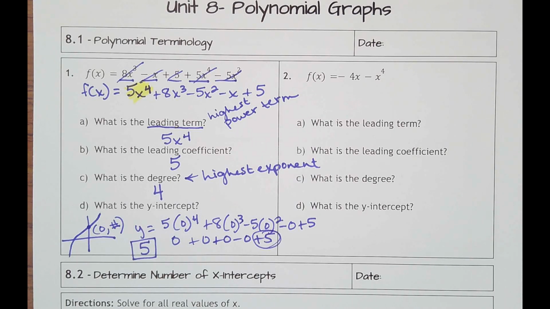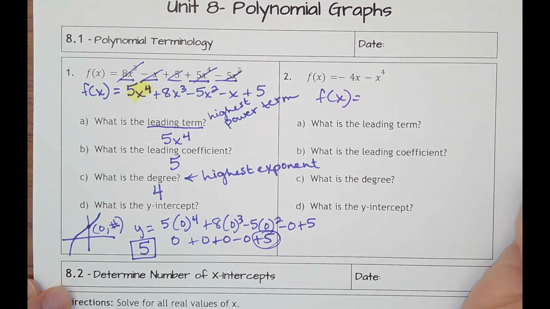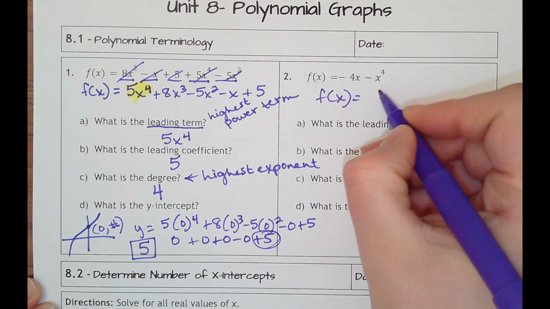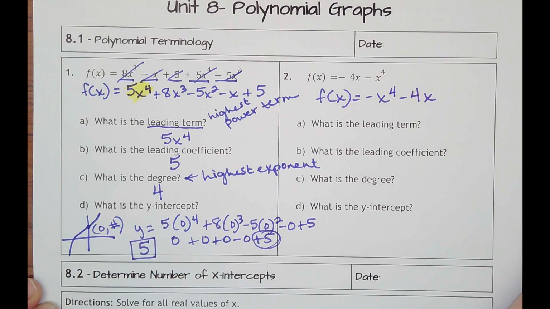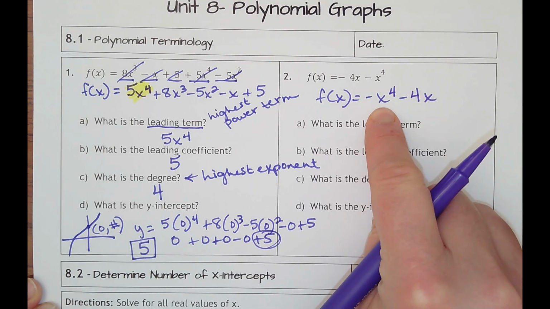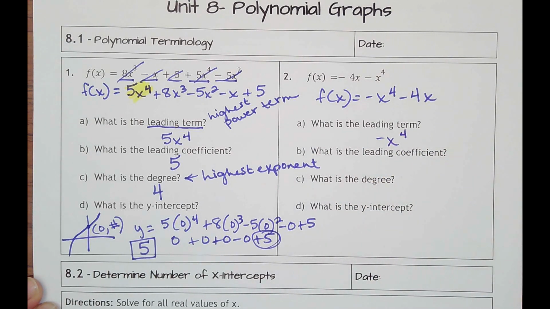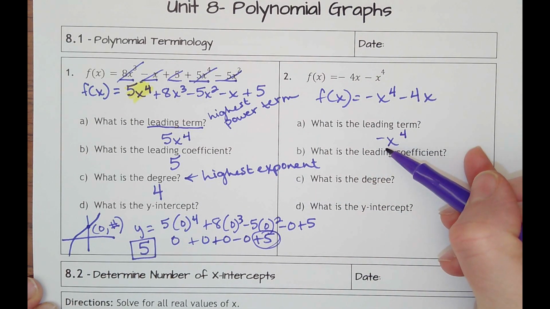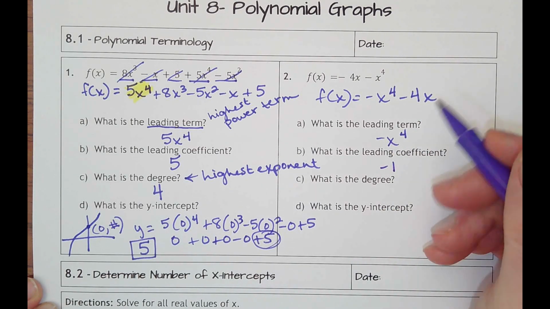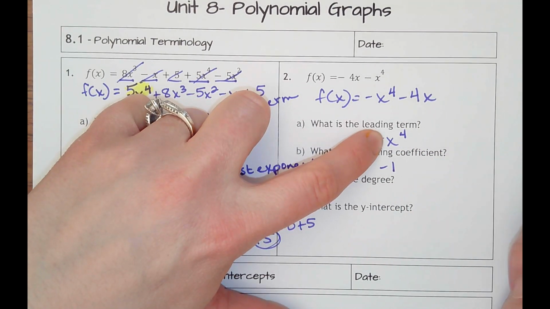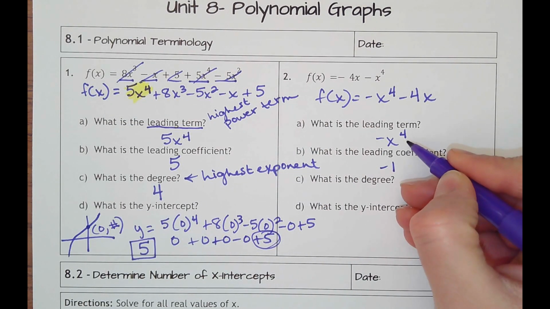All right, so let's try number 2. First thing I would do is rewrite this so that it has the highest exponent first. Let's put the negative x to the fourth and then the minus 4x. What is the leading term? So the highest powered term first is negative x to the fourth. What is the leading coefficient? The number in front of x to the fourth would be negative 1. If this wasn't a negative and it was just x to the fourth, then it would be 1. There's always a number in front. What is the degree? That's the highest exponent.